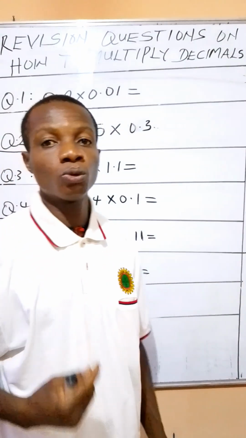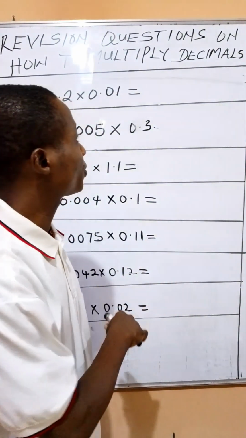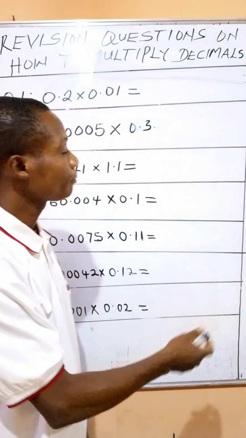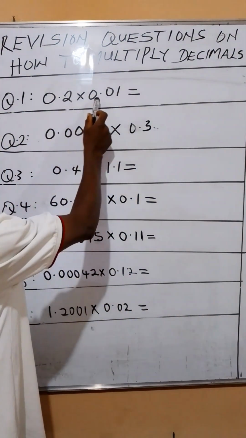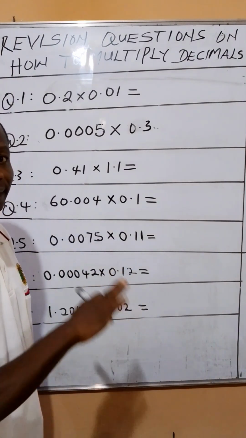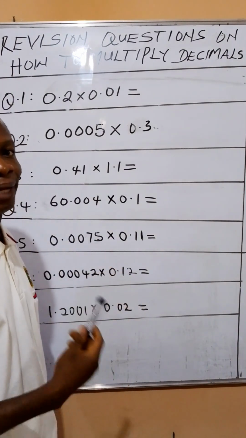We are going to learn how to deal with decimal fractions, how to multiply them. Always treat decimals like normal numbers. Take the significant figures and treat them like normal numbers.